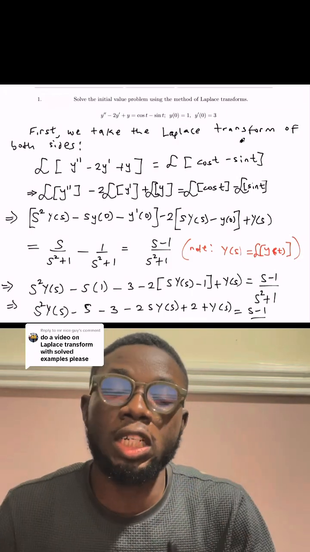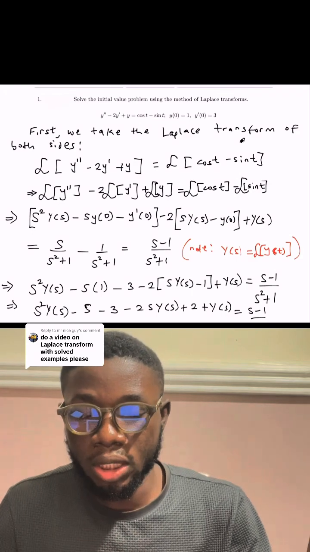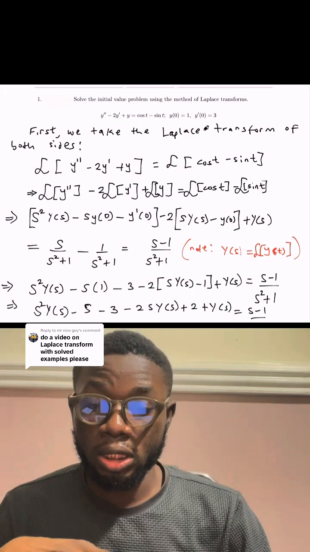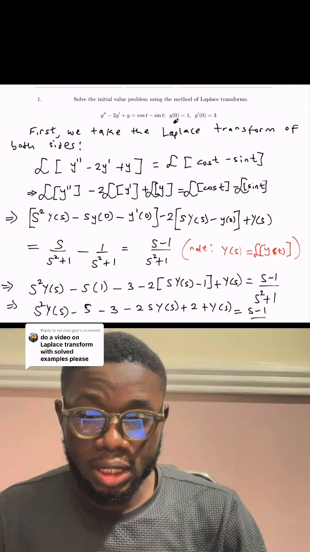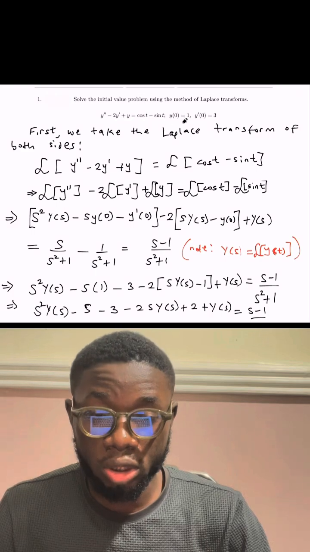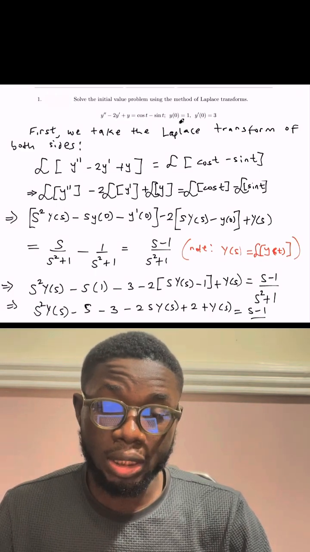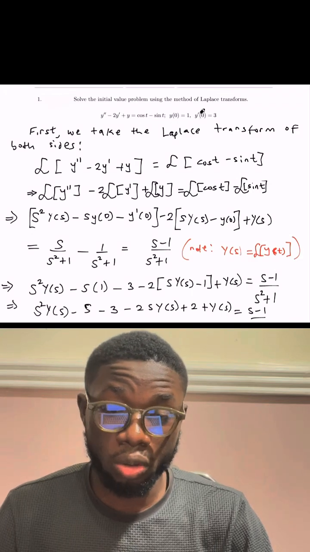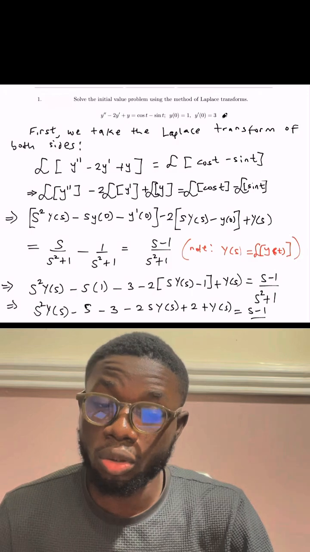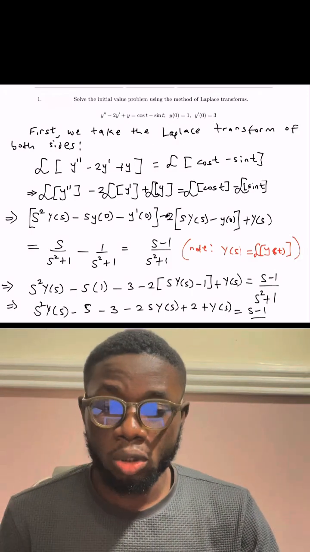And no matter what the algebra is, it cannot be too complex for you. So this is an initial value problem. Why is it an initial value problem? Because we were given the initial conditions that the value of y when t equals 0 is 1, and then the value of the first derivative of y when t equals 0 is 3 as well. So that is why it is called an initial value problem. So let's quickly look at it.